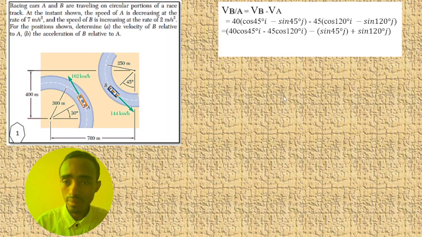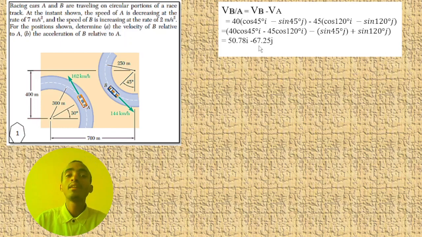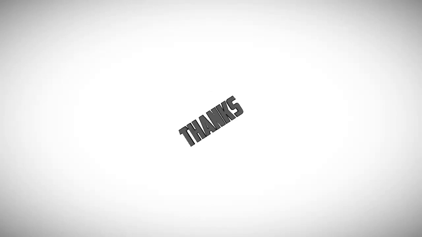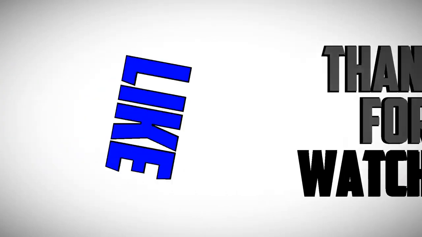So after substituting these values, you will get 5.7 i and minus 67.25 j.